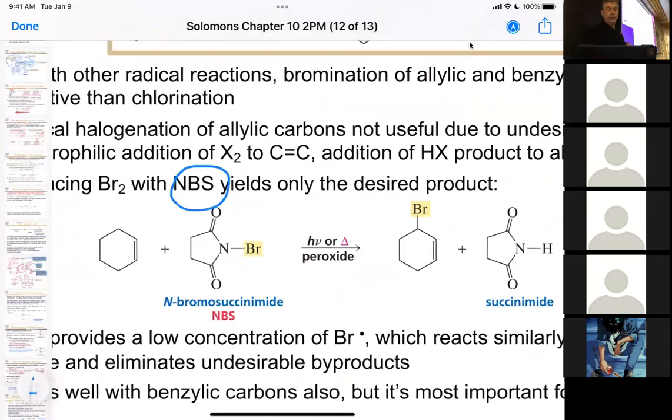And we can break it in the presence of heat or light or just peroxides to generate.